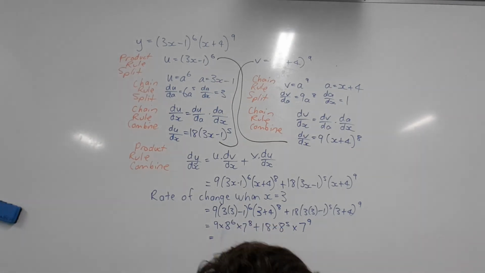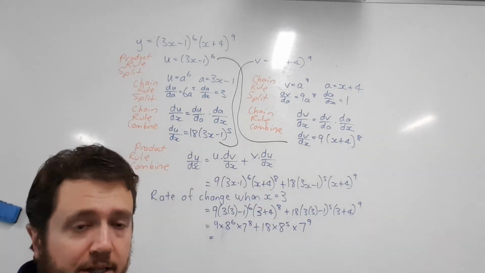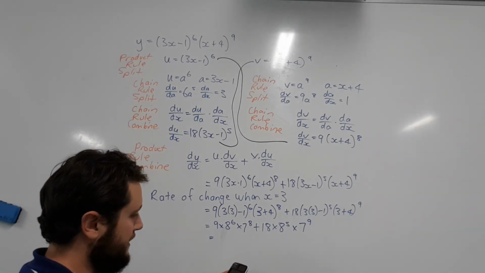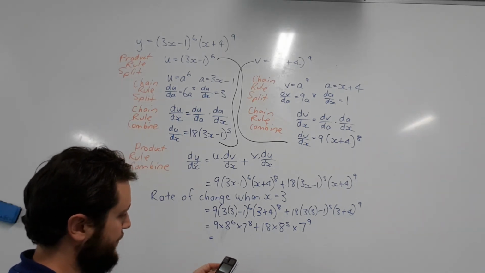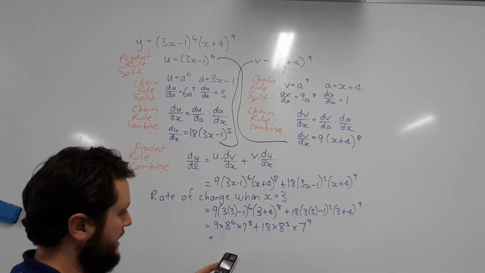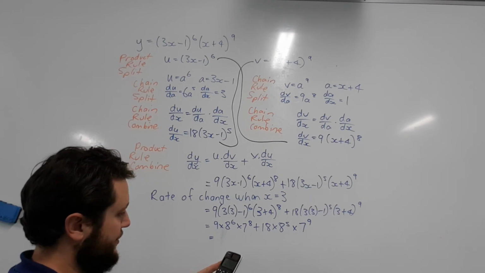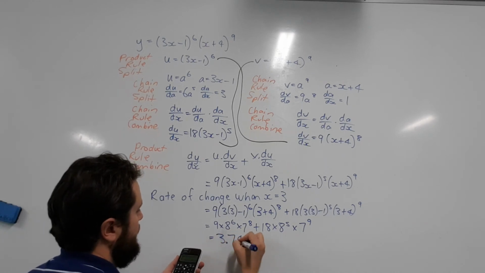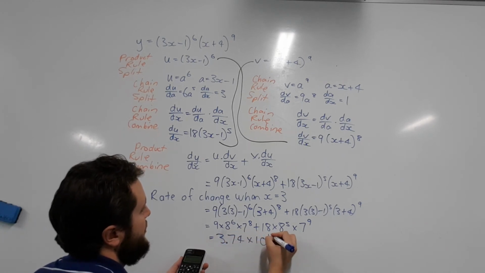Now, just saying, I think that's going to be a really big number. So let's put that in our calculator. 8 to the power of 6 times 7 to the power of 8 plus 18 times 8 to the power of 5 times 7 to the power of 9. And it gives me 3.74 times 10 to the 13.